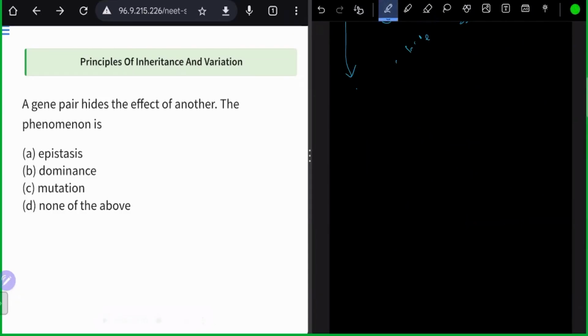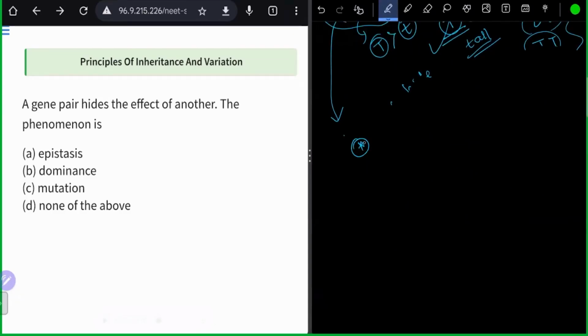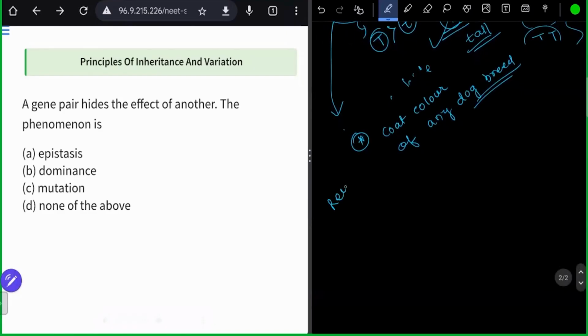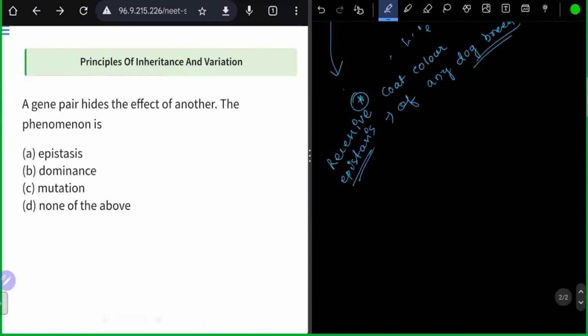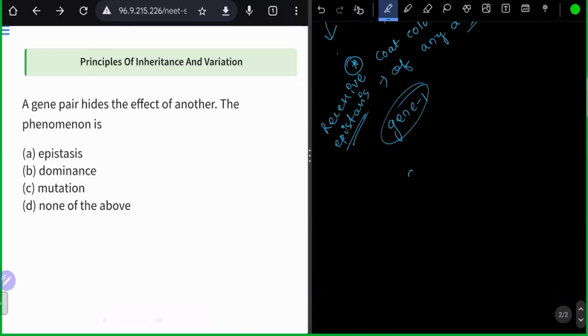The first example is the coat color of a dog breed. It is a case of recessive epistasis. What is the example? That is the coat color of a dog breed. One gene is there; let's suppose it is gene 1, and another gene is there, which is gene 2. Gene 1 has two alleles.